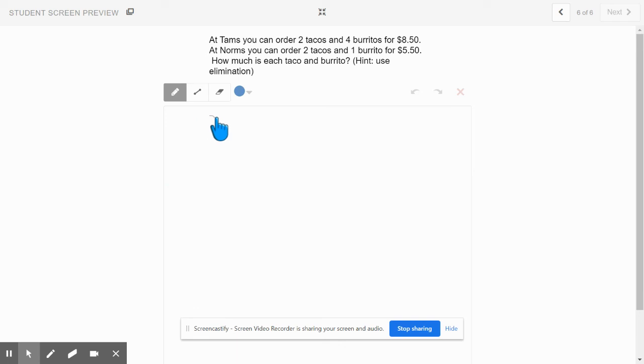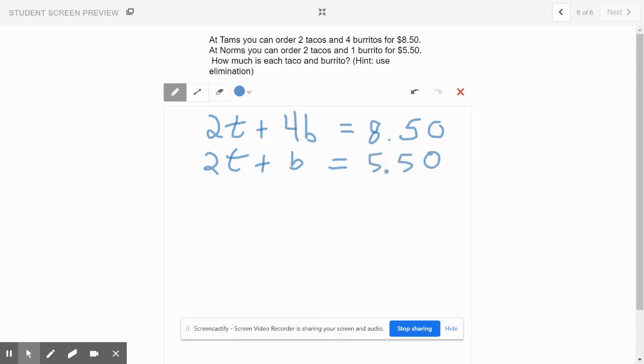So first problem, Tam's, is going to be 2 tacos, right, plus, what is it, plus 4 burritos equals $8.50. All right. The next one's going to be what? 2 tacos at Norm's plus 1 burrito equals $5.50. All right. Now, remember how to do this one?